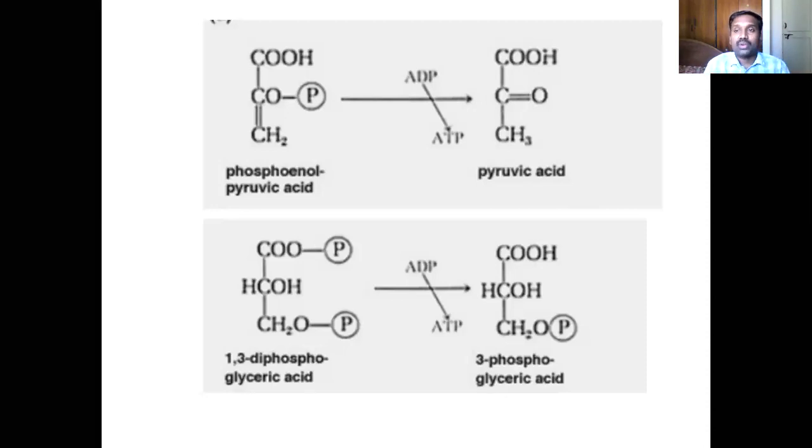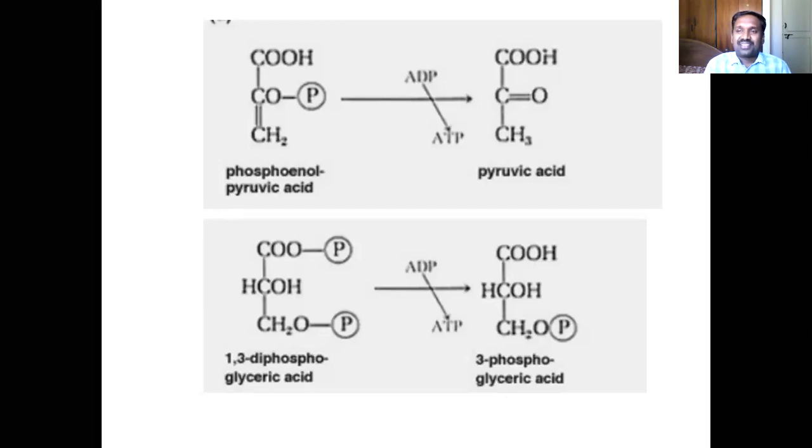So phosphoenol pyruvate, 1,3-diphosphoglycerate, and we also have some more examples like succinyl CoA. These are all very high energetic molecules, whose phosphate bond hydrolysis can be coupled with the synthesis of ATP. So this is called substrate level phosphorylation. Hope you understood the concept of substrate level phosphorylation.